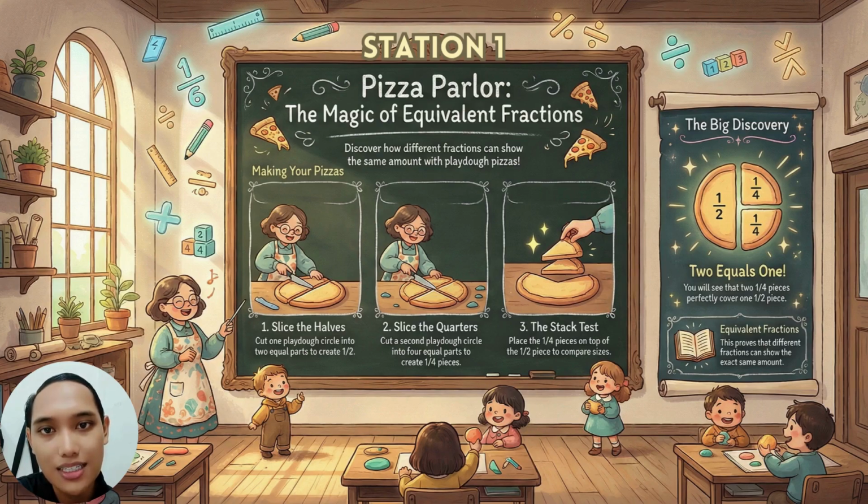They explore other examples such as 1/3 and 2/6 using the same hands-on comparison method. By the end of this session, pupils develop a strong concrete and spatial understanding of equivalent fractions. They are not just seeing numbers on paper, but physically experiencing that different slices can represent the same amount of pizza. This solid foundation prepares them well for the next stage of learning. That concludes station 1, the pizza parlor.